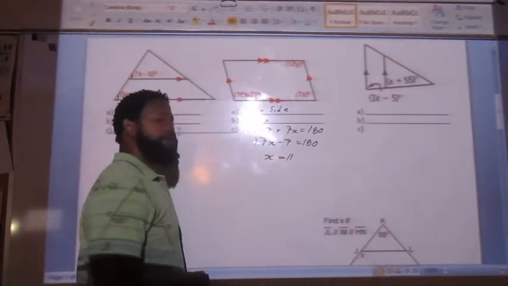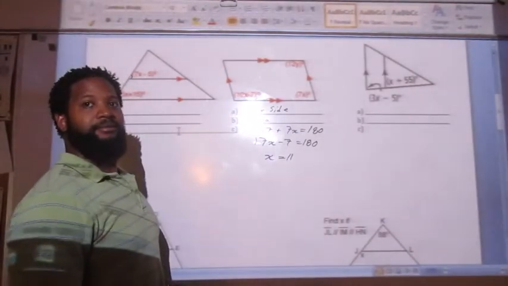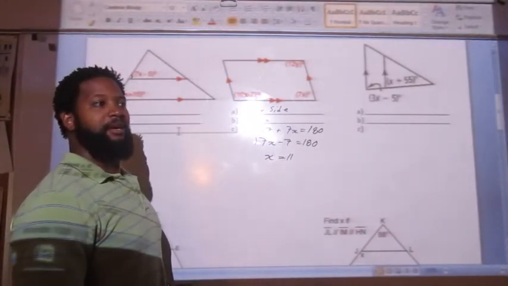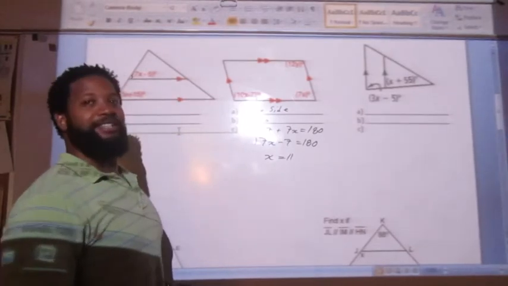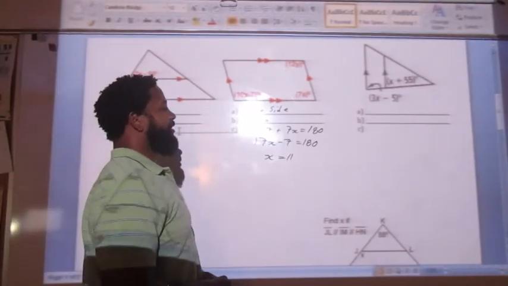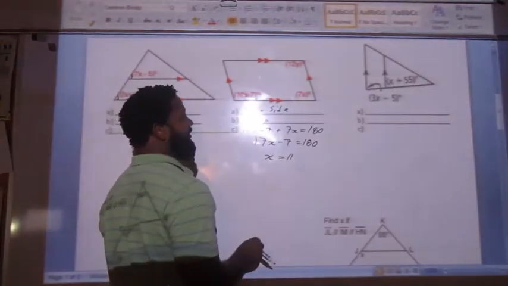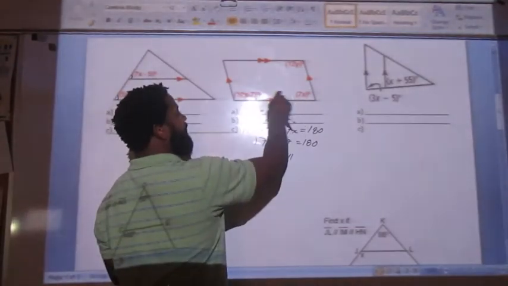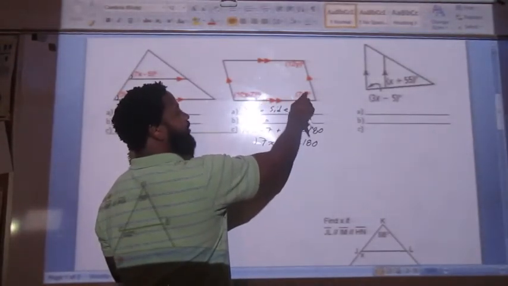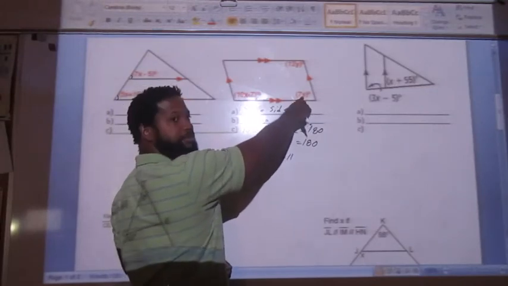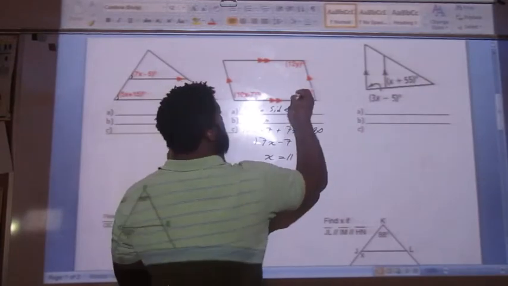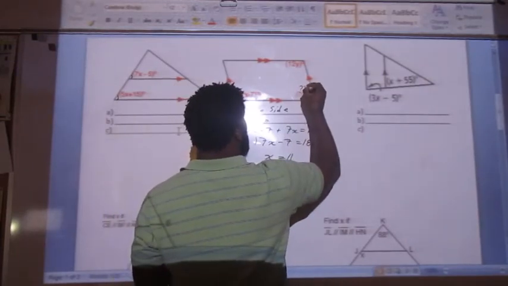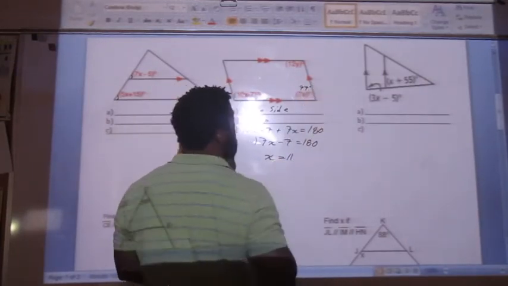Wait, so the first question was equal to that as well? Yes. That's why I said deja vu. So, looking at this, you plug in the 11 for both of these. Clearly this one is equal to how much? Say it loud, angles. 77. So this is 77 degrees right here, right?